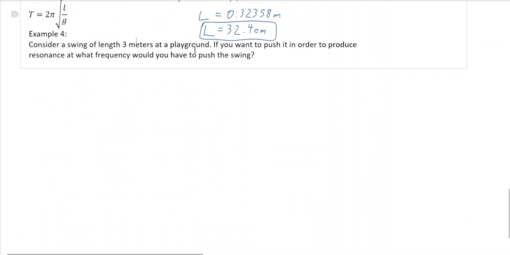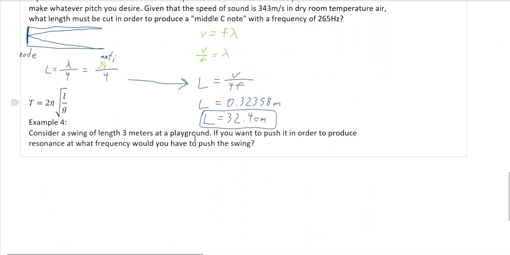Okay, so we're going to do our last example now, example number 4. Consider a swing of length 3 meters at the playground. If you want to push it in order to produce resonance, at what frequency would you have to push the swing? Assuming no air resistance and friction and all those other things.